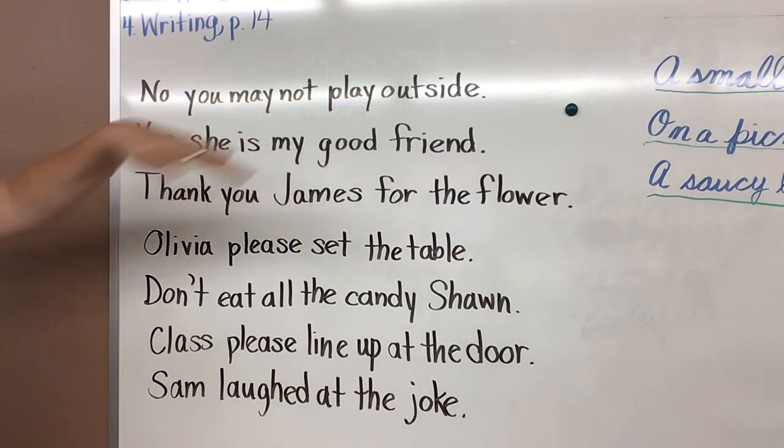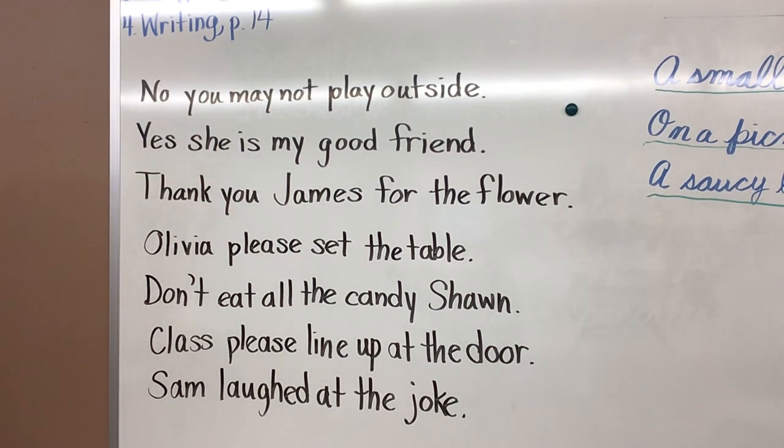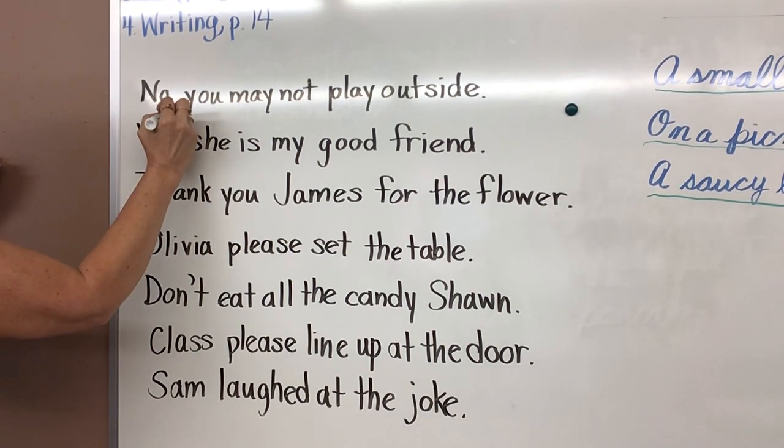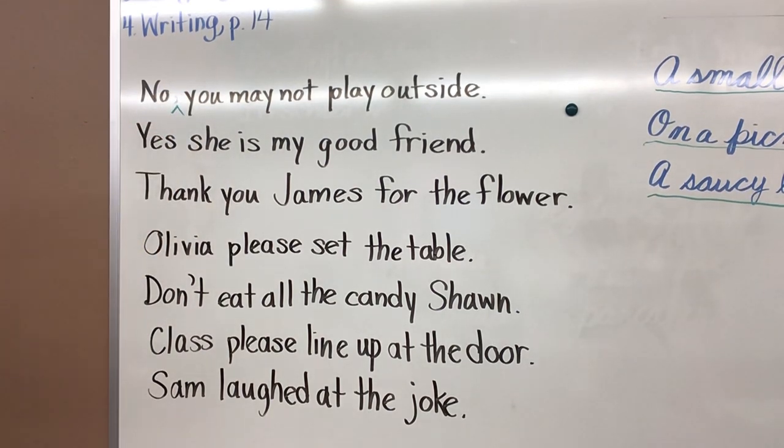The first sentence, read it with me. No, you may not play outside. So where do I put the comma? After no. Yes, because the rule was after yes or no at the beginning of a sentence. So you're going to insert the comma. You're not just going to put the comma. You're going to use the insert mark because we're correcting mistakes. That's proofreading, right?